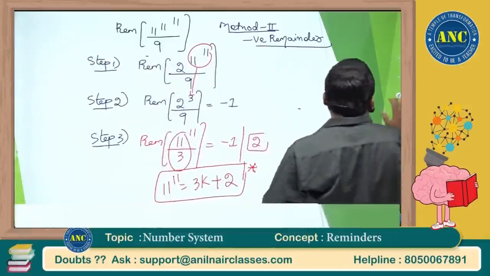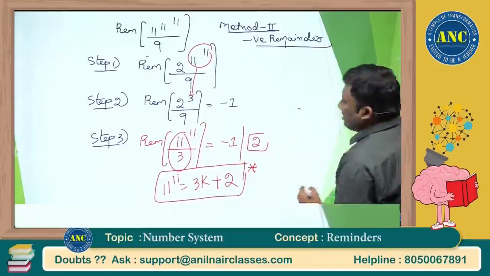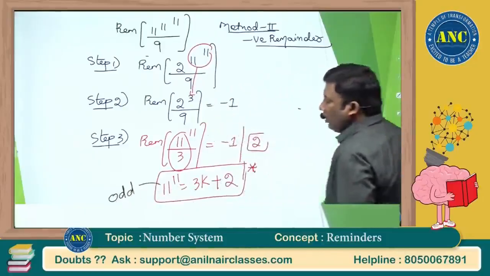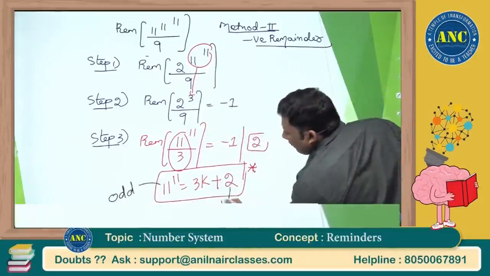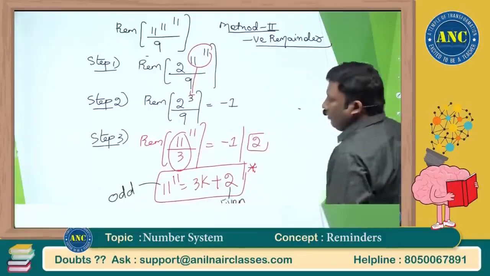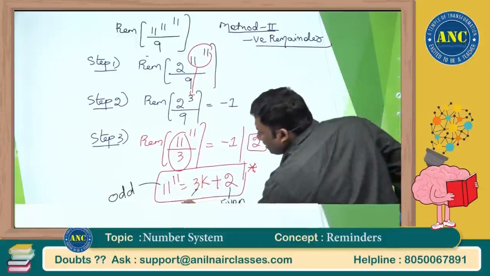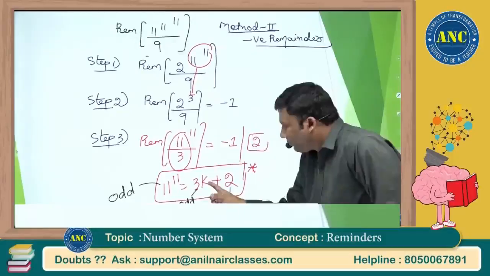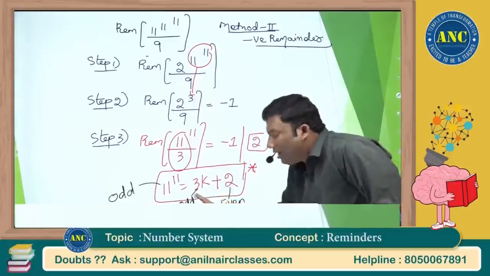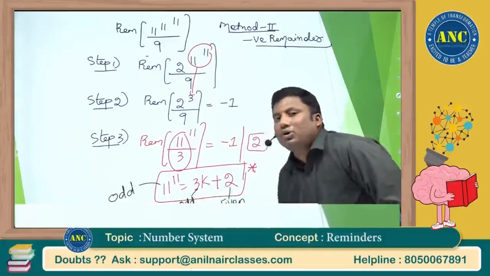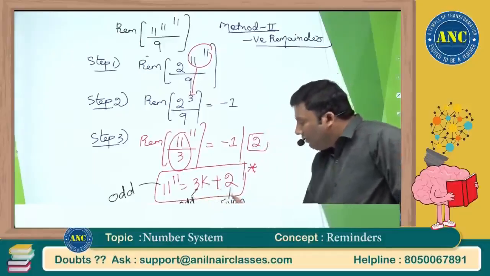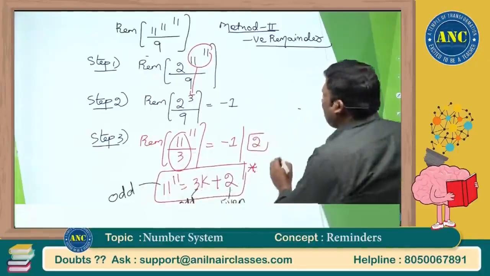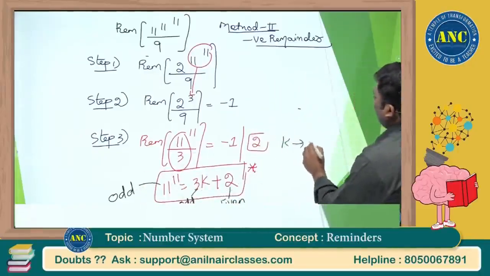Now here, this 11 is an odd number. Odd number power any number is an odd number. 2 is an even number. So the left side is an odd number. Suppose I take K as an even number. Even number into odd number will be an even number. Even plus even will be even. But the left hand side is odd. Therefore, K has to be an odd number.